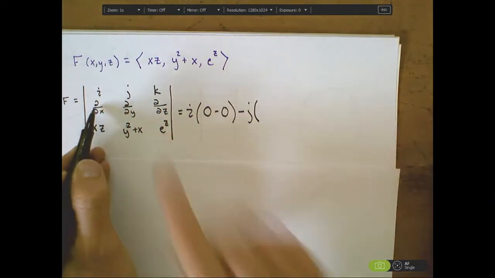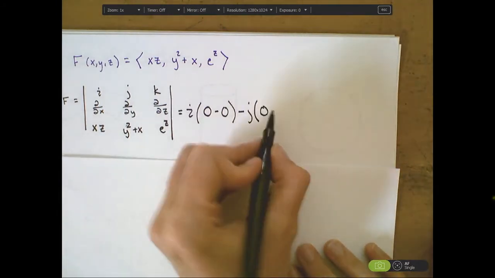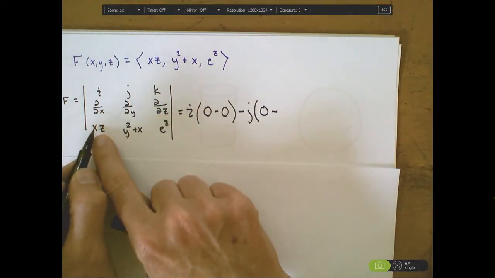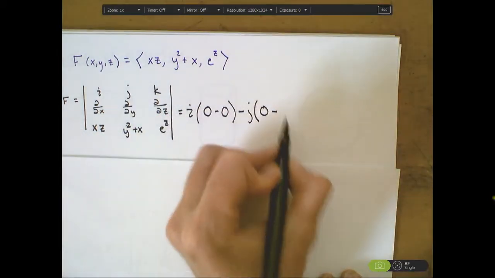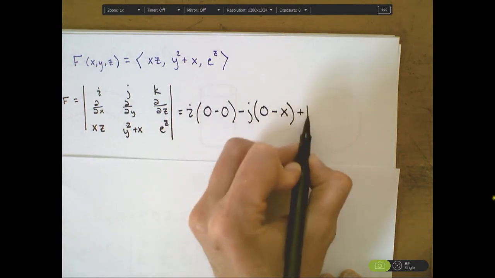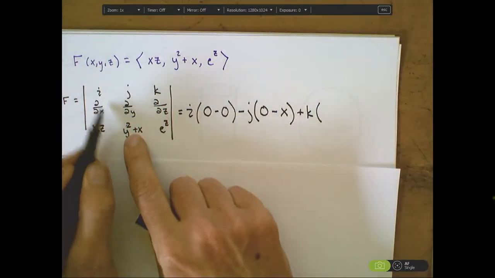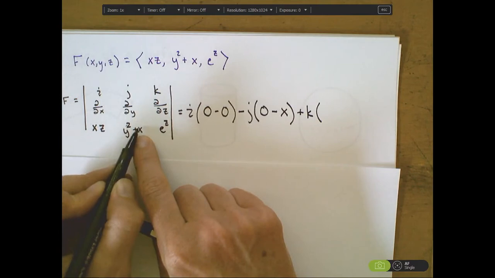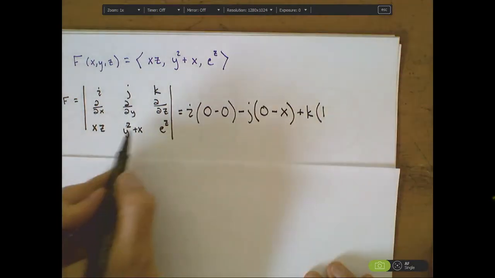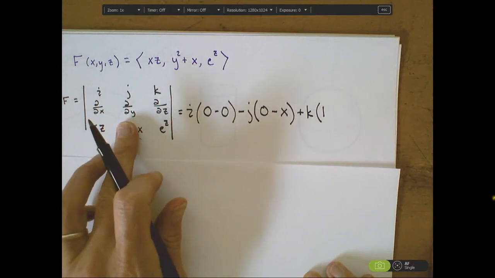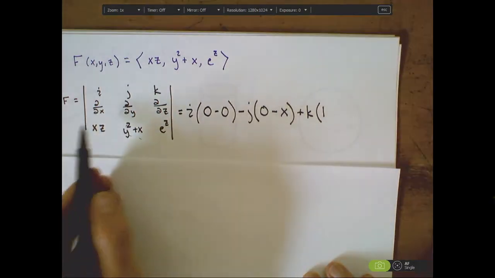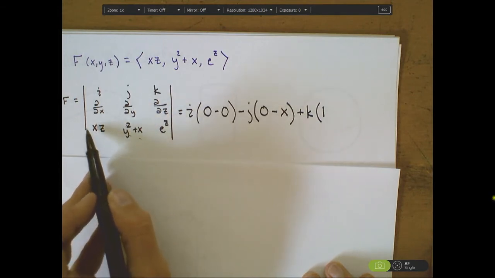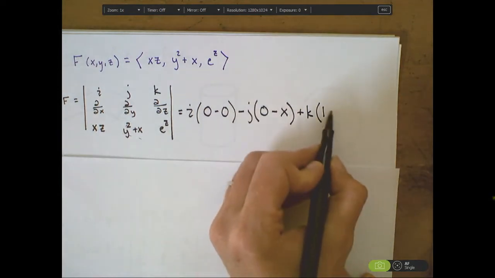Then minus j times the partial with respect to x of my third component function, which is e to the z. This is a boring example, which is 0, minus the partial with respect to z of the first component function, which, treating x as a constant, is x. Plus k times the partial with respect to x of the second component function, which in this case is just 1, because y squared is a constant. And then finally, minus the partial with respect to y of xz, which is 0.